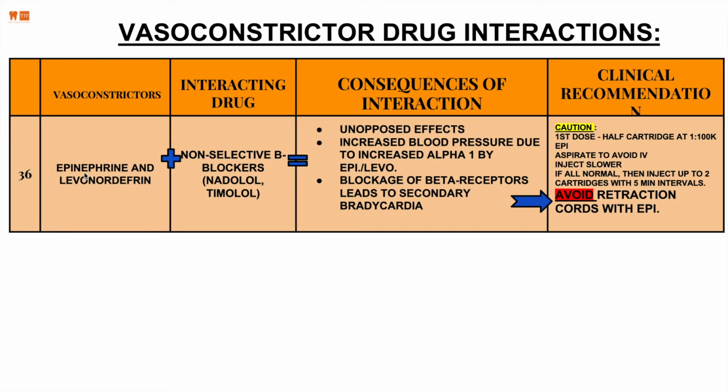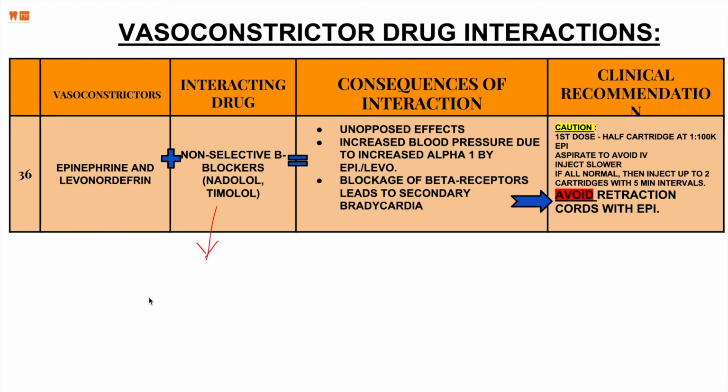Vasoconstrictors, the two that we talk about in dentistry are epinephrine and levonorepinephrine. Those are the two vasoconstrictors we talk about. When they are mixed with non-selective beta blockers, which means they block beta 1 and beta 2 at the same time, those are nadolol and timolol. So this is something that I want to add here.